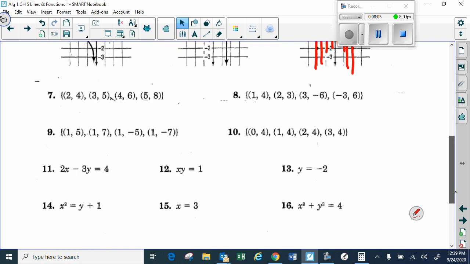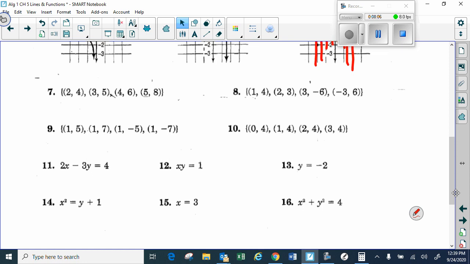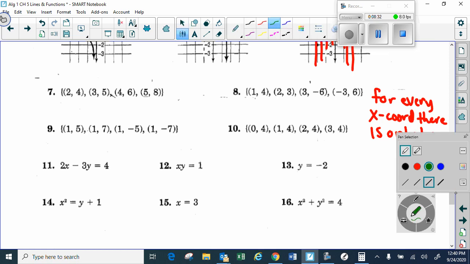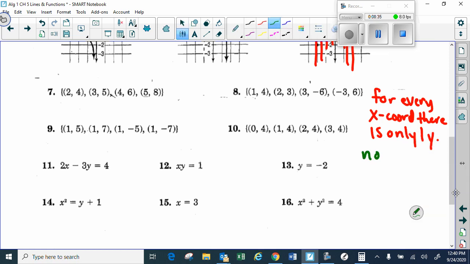Now down here, 7 through 10 with points, the definition of function is for every x coordinate, there is only one y coordinate, which simply means what I'm looking for is no repeat x's, assuming that the y coordinate on repeat x's is different.